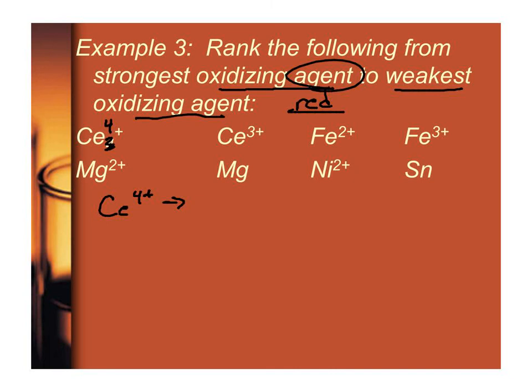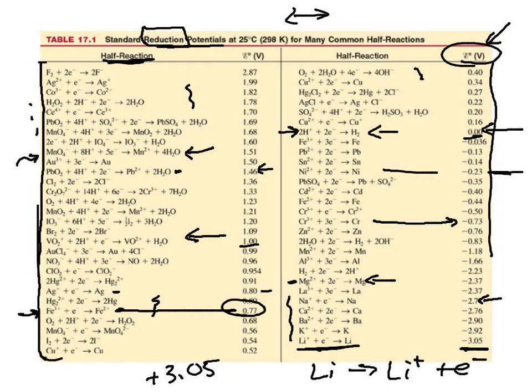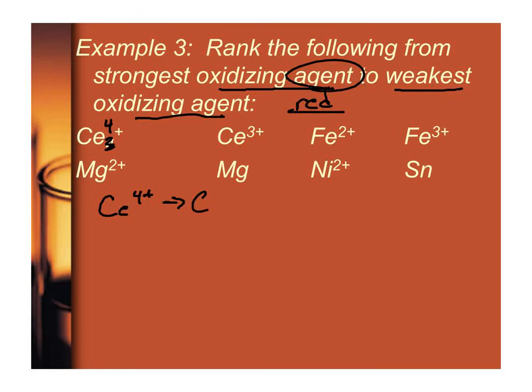So I have to go back to my table. So cerium, I think, is at the top of the list up here. Ce, I'm looking for it. Here we go. Ce4+ drops to Ce3+, and that's 1.7 volts. That's going to be positive 1.7 volts. That's a pretty good number.